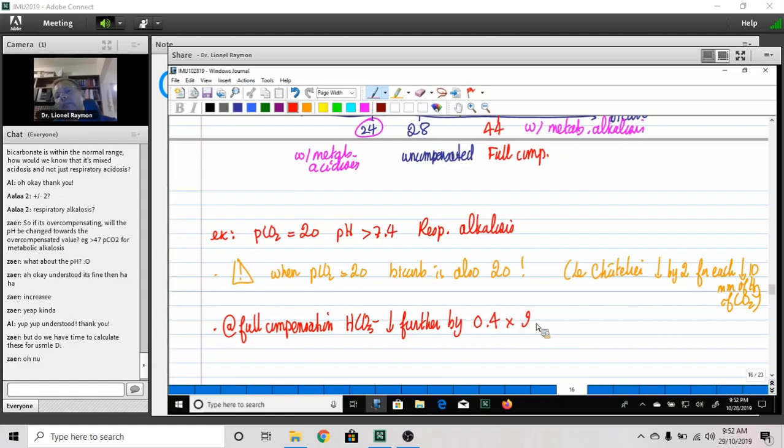You follow this one? So first Le Chatelier, because CO2 never changes without changing bicarb, and then you move it 0.4 times the change in PCO2. So here you drop by 20, 0.4 times 20 is 8. So remove 8 from your Le Chatelier value of 20. You have a bicarb of 12 milliequivalent per liter at full compensation.